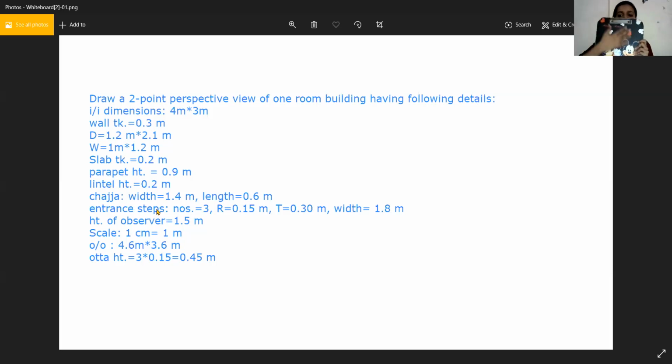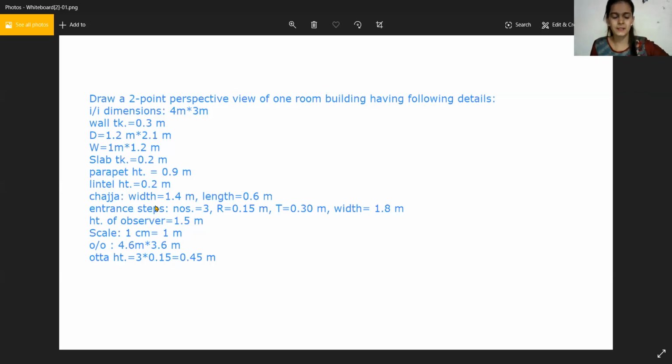Suppose this is our wall and here it is a chhaja. So what is the width? It is the width. I'm removing this wall. Here it is the width. This is the width. And what is your length? This. So width is 1.4 meter, length is 0.6 meter.